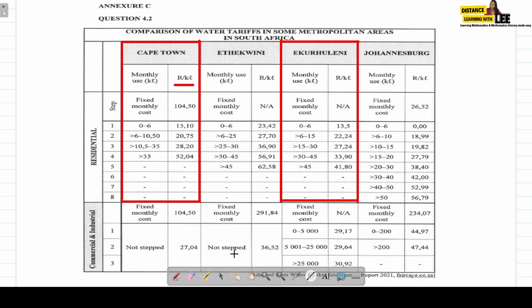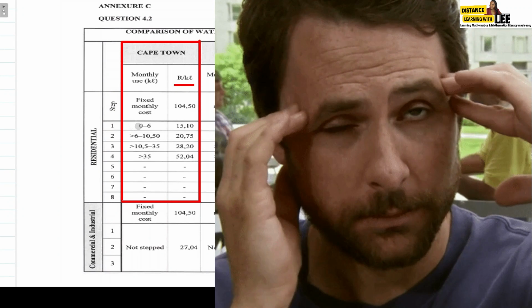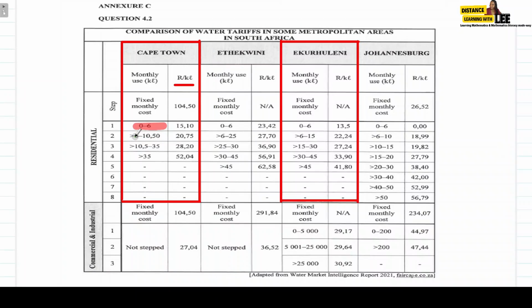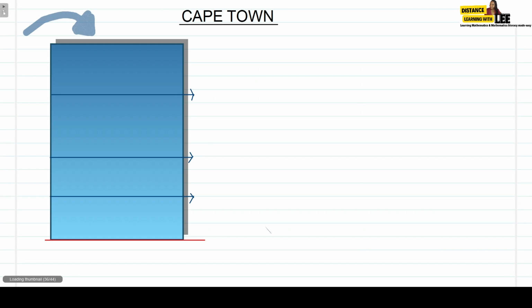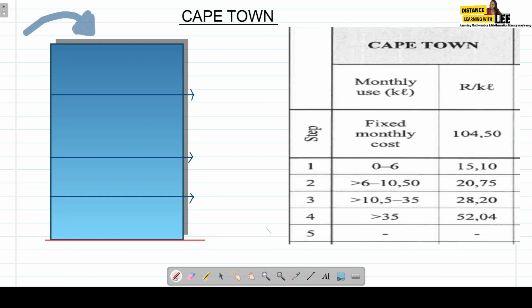Because that is basically where most students get confused. What does this mean, right? If he uses between 0 to 6 kiloliters, between 6 to 10.5 kiloliters, between 10.5 to 35 kiloliters, or more than 35 kiloliters, how could we visualize those intervals that are given to us, right? Please pay attention to the next slide, right? So basically what this means, imagine this is like a JoJo tank, né?